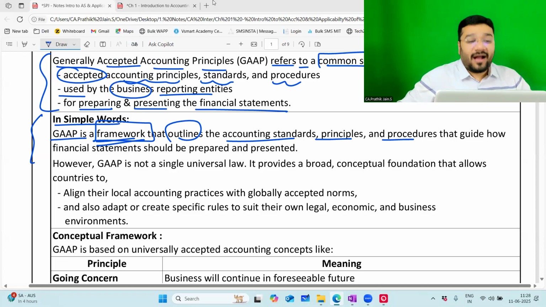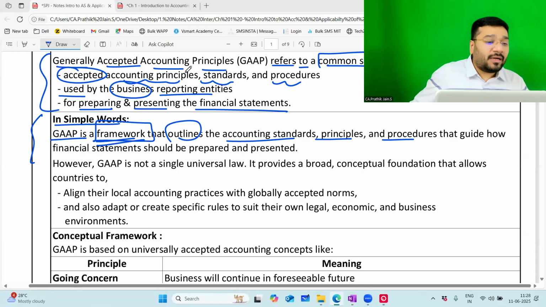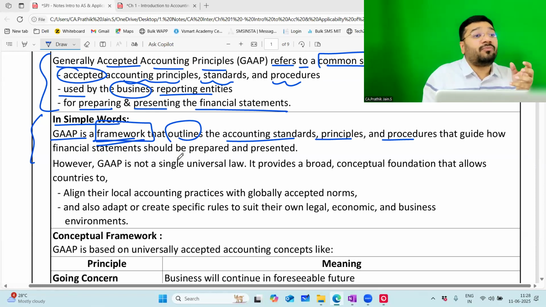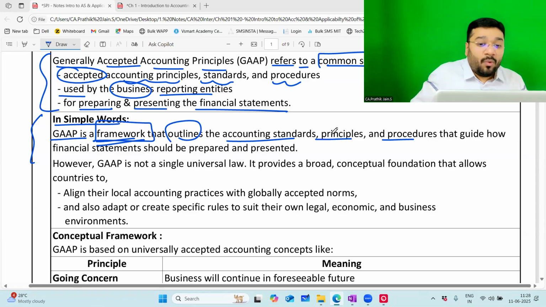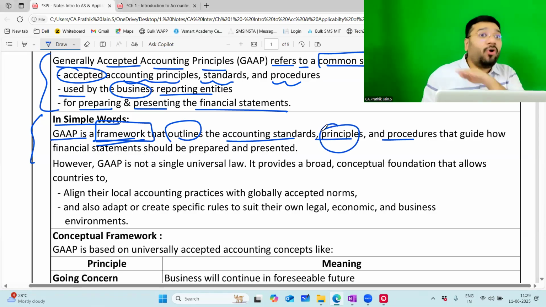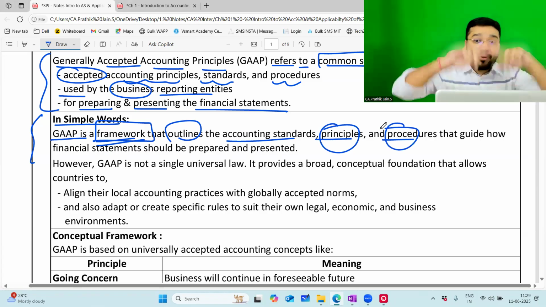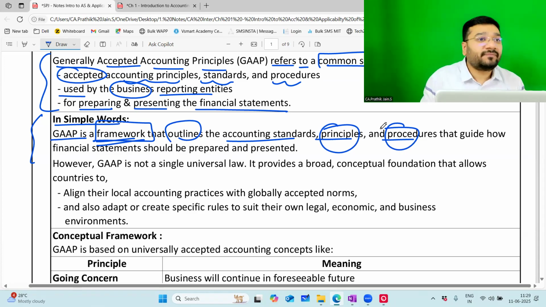Like that, accounting. For accounting also, there should be some standard. You can't do accounting the way you like doing, the way you feel like doing it. There should be some level that you have to maintain while you do the accounting process. So GAAP has outlined how the accounting needs to be standardized. What are the basic principles you have to follow while doing the accounting? What are the procedures that have to be followed while doing the accounting? They've given a broad outline structure.